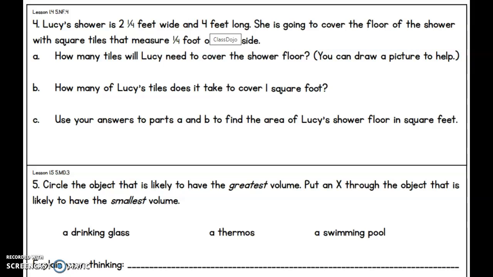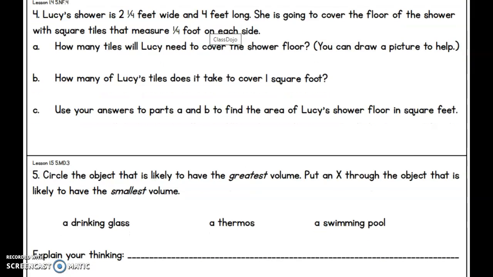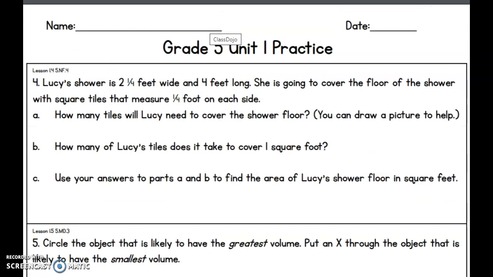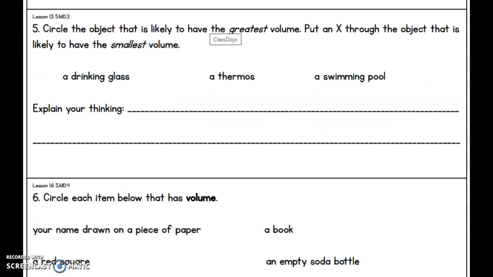You're then going to use your answers to parts A and B to find the area of Lucy's shower floor in square feet. Since you already know how to multiply, you may be able to also figure this out using our standard area model number model. For number 5, you're thinking about volume again. Please make sure when you explain your thinking, you are doing so by writing out your words.